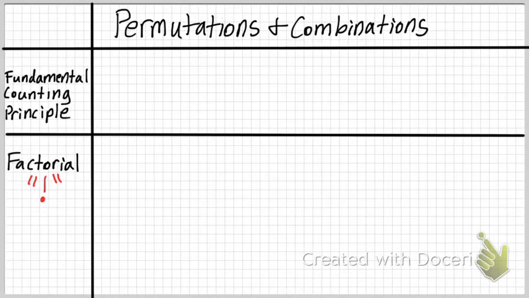Today's lesson will be over permutations and combinations. However, first I want to go over what we learned yesterday. So, at our station yesterday, we learned about the fundamental counting principle. And the fundamental counting principle is what occurs when you have more than one event. So, let's say that I have two events.